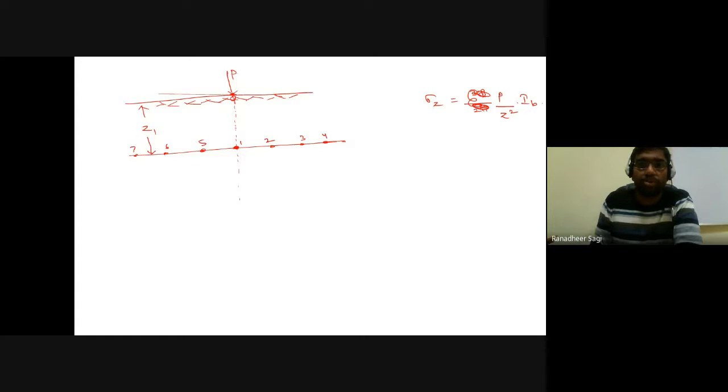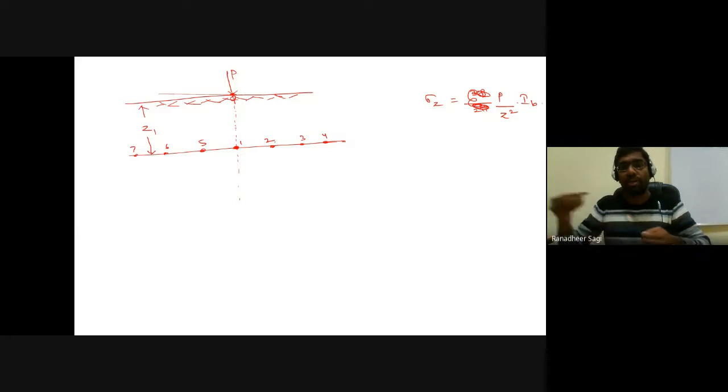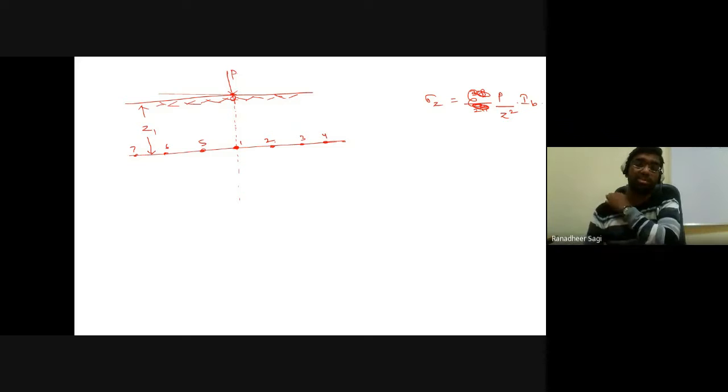Likewise at point 2, what is going to happen? Z is nothing but Z1, and you have some radial distance. At point 3, the radial distance is further increasing. At point 4, the radial distance is further increasing. What is going to happen? As you move away and away from the axis of the loading, the intensity of stress that gets developed is going to decrease.